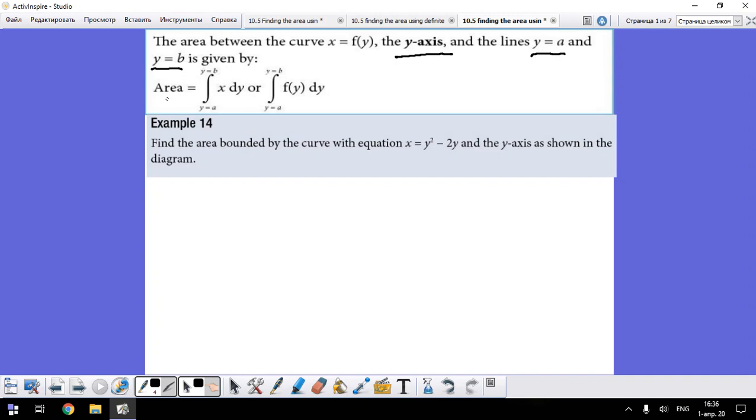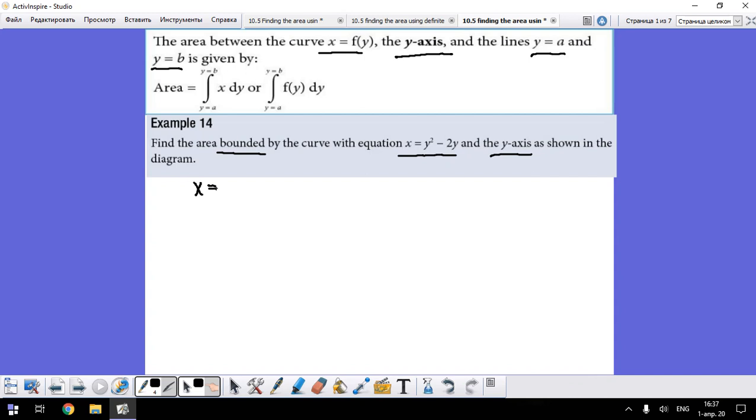In this case, such questions will have x equals f of y. Now let's try to solve this question. Find the area bounded by the curve with the equation as follows, and the y-axis as shown in the diagram. Now, before solving, I need the graph of this function.